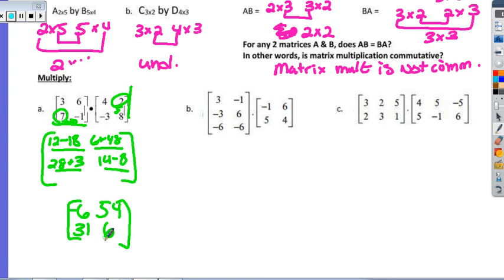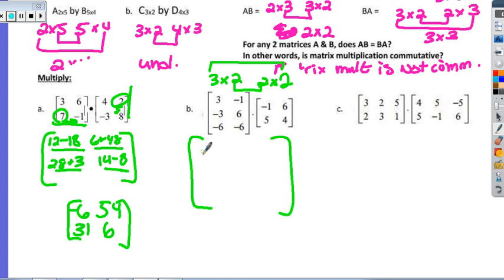Alright, so let's see if B is first of all defined. So this is a 3 by 2. This is a 2 by 3. Columns match the rows. It's a 2 by 2, not a 2 by 3. Our resulting matrix is going to be what's on the outside here, which is a 3 by 2, so we're going to have 6 spots to fill. There's my work matrix, and then my final answer will be put there.